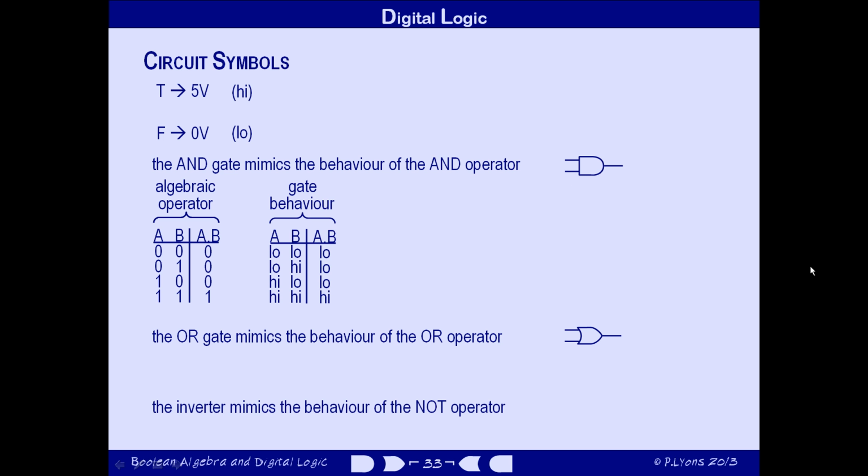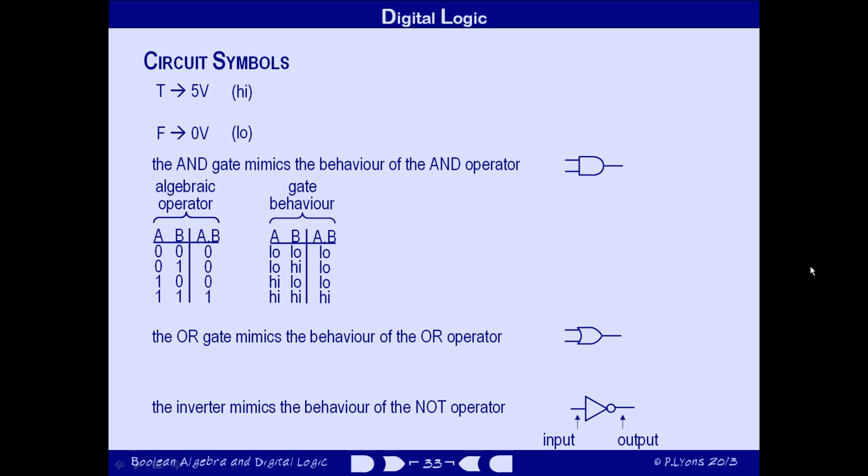Our final standard gate is the inverter. This is a device that, if given a low input signal, produces a high output signal, and if given a high input signal, produces a low output signal. That is, it behaves as the electrical analogue of the Boolean NOT operator. Here's the circuit diagram symbol. Again, I've drawn the circuit with the input on the left, there's only one input for an inverter, and the output on the right.